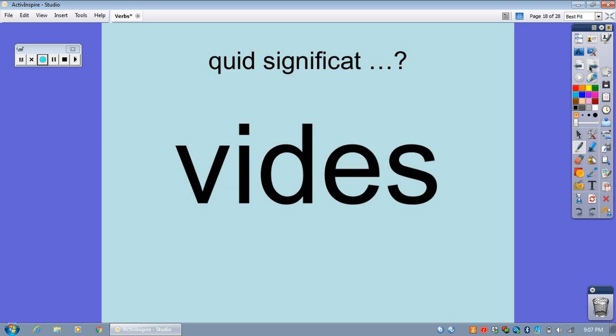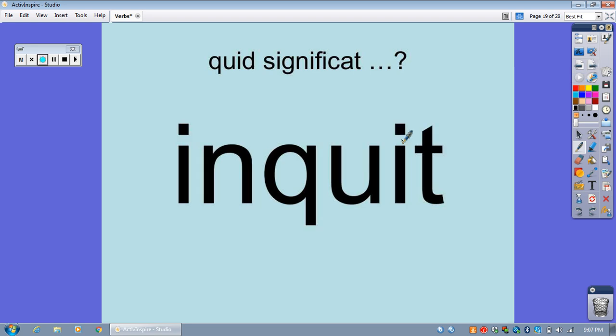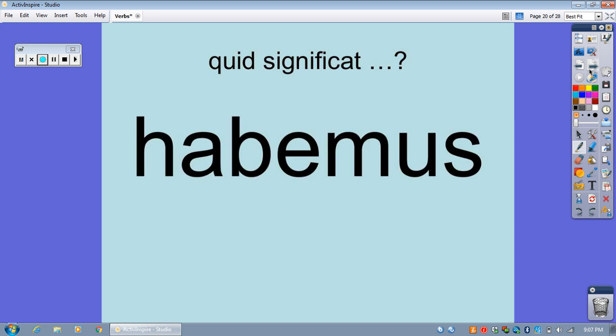Just a few more here. Vides ends in an S. That means you are seeing. Inquit ends in a T, means he, she, or it says. Habemus, M-U-S. Mus means we, so we have.